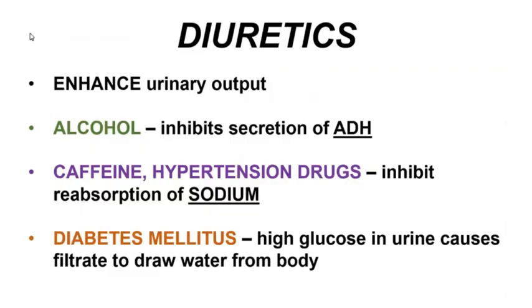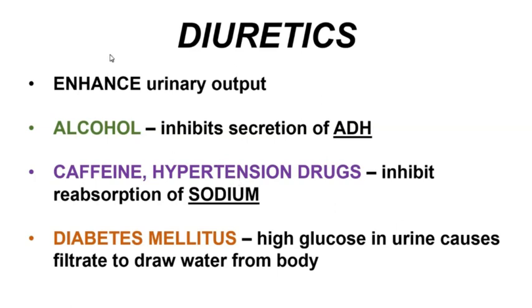So let's finish up by looking at diuretics here. Diuretics are substances that enhance urinary output. These substances really come in a variety of things. So alcohol is a diuretic because it inhibits the secretion of antidiuretic hormone. So even if we're dehydrated, alcohol inhibits the release of ADH from our posterior pituitary, which means that there's going to be very few aquaporins inserted into our collecting ducts. And even if we're dehydrated, alcohol will still cause us to produce large volumes of very dilute urine.